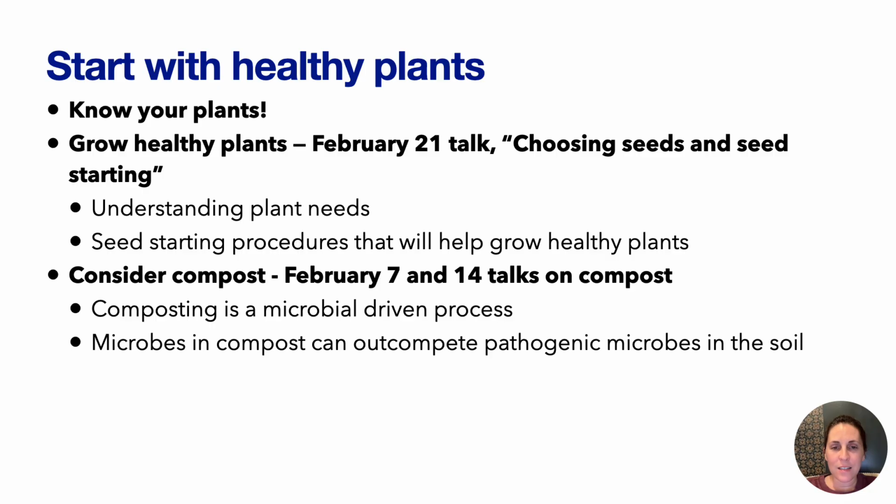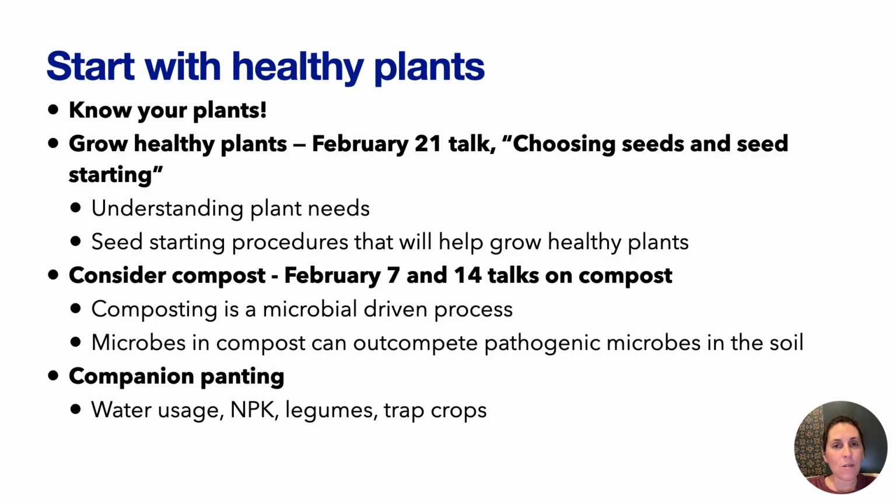And then another consideration is companion planting. So consider planting plants that have similar water needs next to one another, or fertility needs with the nitrogen, phosphorus, and potassium needs. Consider planting legumes next to plants that like to be next to legumes. So some of those heavy feeding crops could benefit by having legumes nearby. Or even consider planting what's known as a trap crop. And so this would be a plant that lures pests away from your desired crops to a trap. And so this could be something like a nasturtium, for example.